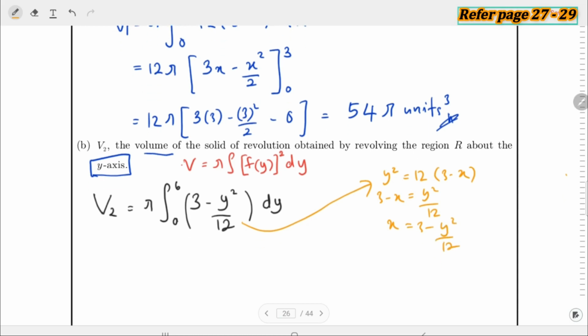So let's get started. We must expand the function first, squared, before we integrate. We will expand it first, from 0 to 6.